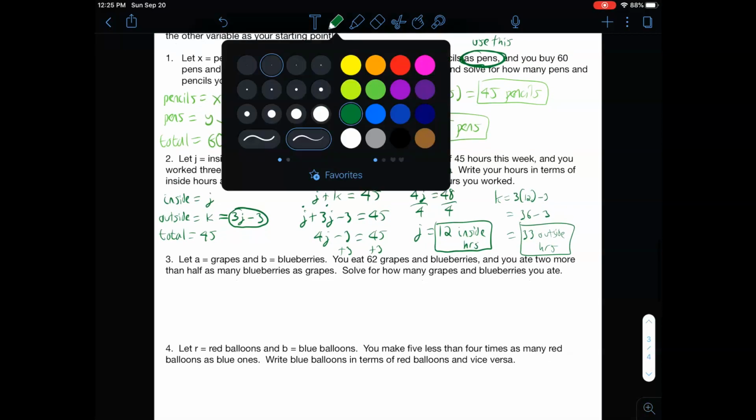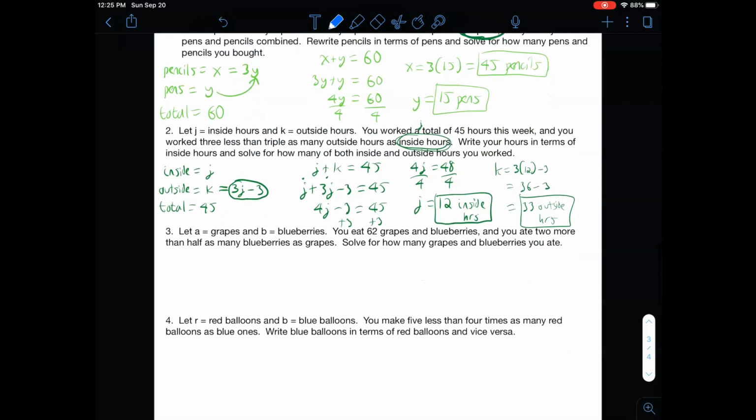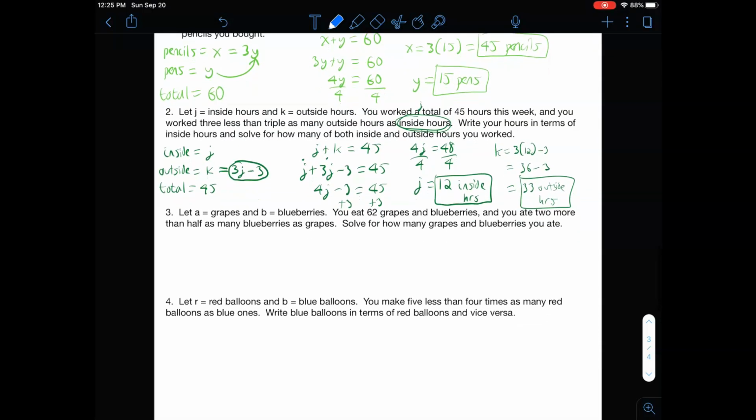All right, 2 more to go. Go ahead and try number 3 on your own. All right, let A equal grapes and B equal blueberries. You eat 62 grapes and blueberries, and you ate 2 more than half as many blueberries as grapes. So we're going to use grapes to define our blueberries, right? So we have grapes equals A, blueberries equals B, and we get a total equals 62.